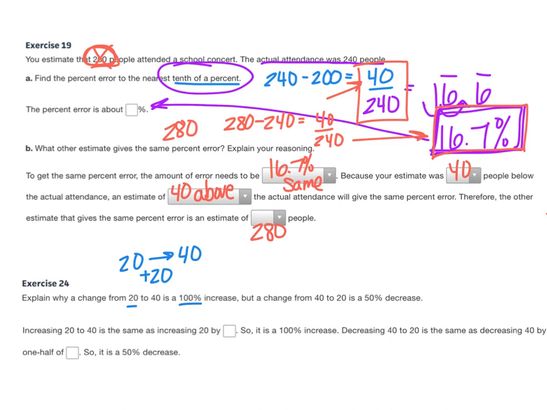But in this next one, it says 40 to 20. Well, the original number is now 40. It's not 20 anymore. So if I was going to do a 100% decrease, then I would need to subtract by 40. That would be the opposite of a 100% increase. But I'm not subtracting by 40. I'm subtracting by 20, which is half of 40. So it all depends on what that original number is. That's how you get that percent. So increasing from 20 to 40 is the same as increasing 20 by 20, so it's a 100% increase. Decreasing 40 to 20 is the same as decreasing 40 by 1/2 of 40, which is 20, which is a 50% decrease.